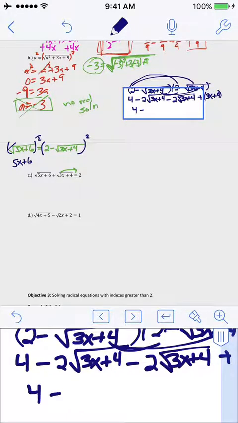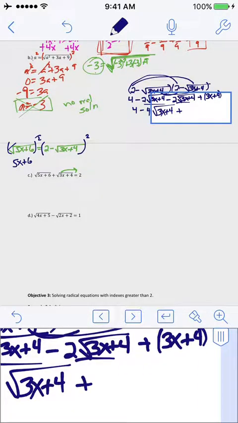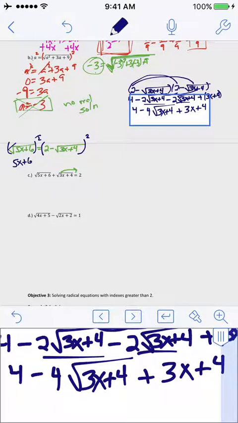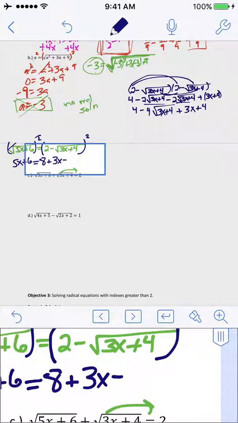I have 4 minus, these two guys combine together to 4 root 3x plus 4, right? Because they are the exact same radical, so I can combine their coefficients. And then I have a plus 3x plus 4. One more thing I can combine is those 4's, and what I end up getting on this side is 8 plus 3x minus 4 root 3x plus 4.